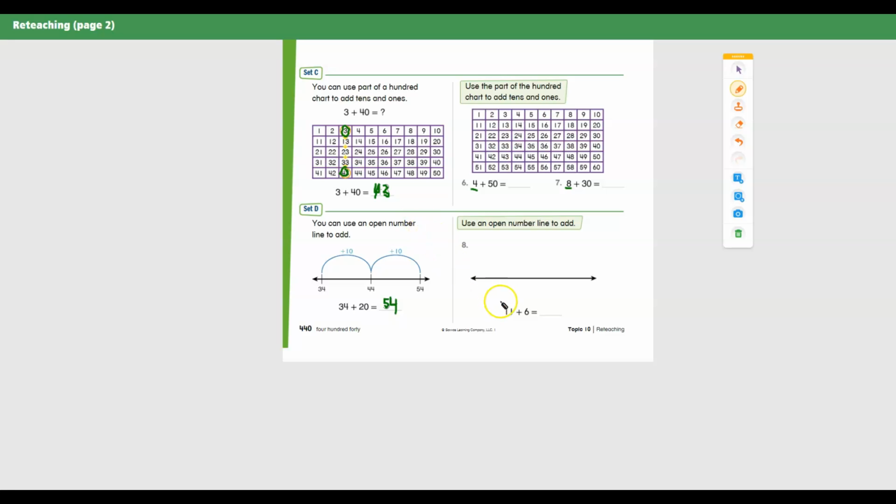For number 8, it wants you to add the two numbers 11 plus 6. On your open number line, you can begin with either of these numbers. You can begin with 11 and break 6 into two different numbers to add, or you can begin with 6 and break 11 into two numbers to add. Show your work on the open number line and write your answer in the blank for number 8.